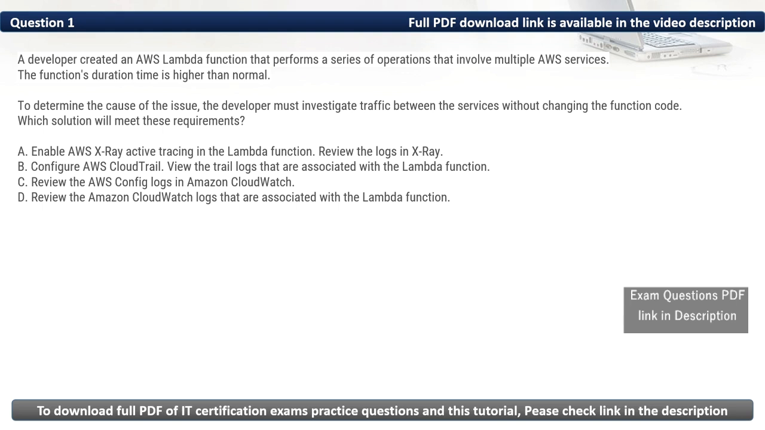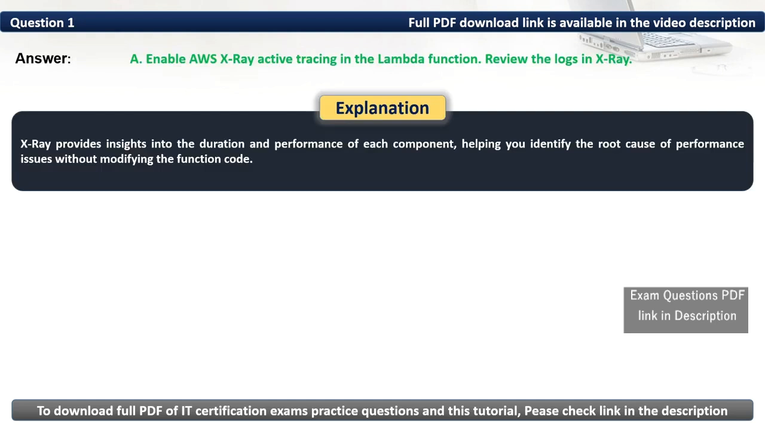Here in this question, we need to investigate traffic between the services without changing the function code. As such, we should enable AWS X-Ray active tracing in the Lambda function. Review the logs in X-Ray. Thus, the correct option is C. X-Ray provides insights into the duration and performance of each component, helping you identify the root cause of performance issues without modifying the function code.